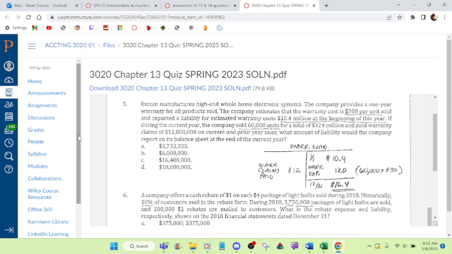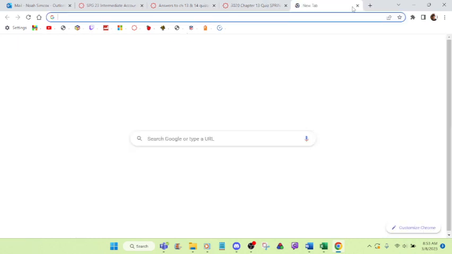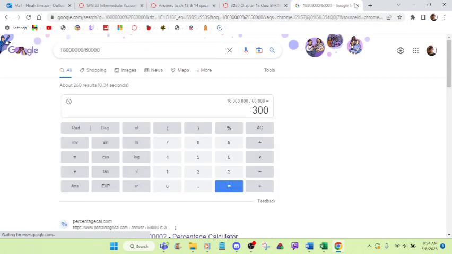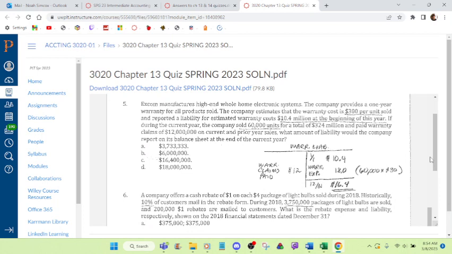Okay, 60,000 times something equals 18 million. So 18 million divided by 60. 300. Okay, where'd you get 300? Oh, duh. Why'd he write it so weird, though? That's totally a misprint. It's 300. So they sold 60,000 units. The cost is $300 per unit. So the total warranty liability is this.